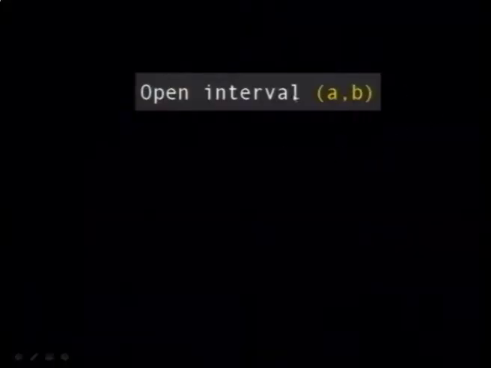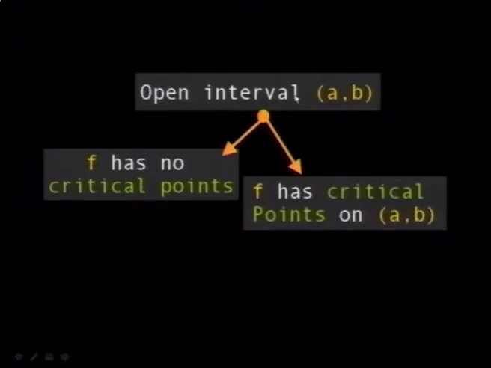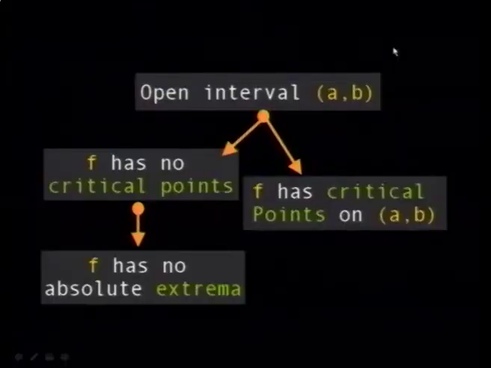Now, if you have an open interval, it is the same thing. You have to check for the critical points. If you have an open interval and the function has no critical points, what do you suggest? The function keeps increasing or decreasing and has no end. So sure, there won't be any maximum or minimum. This is understood. Exactly, there are no absolute extrema.